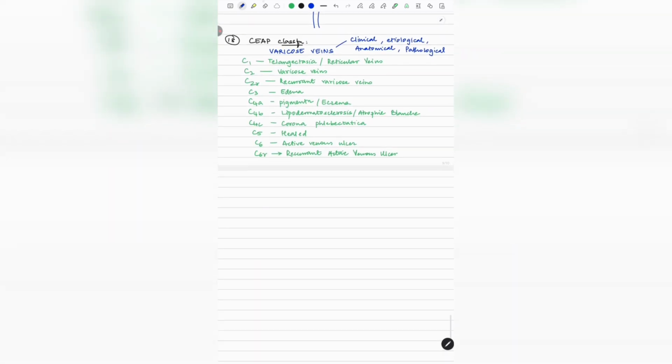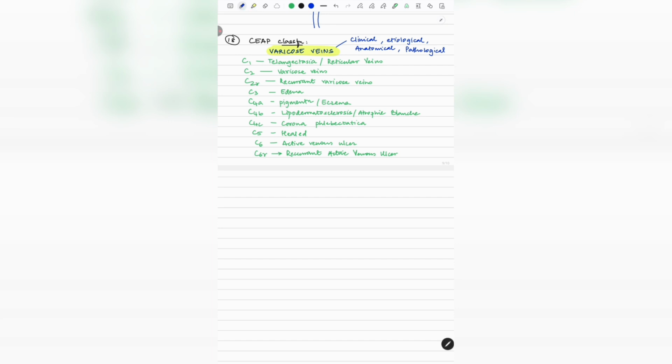CEAP classification, very important since your surgery times, which is used for the varicose vein. C is the clinical type, E is for etiological, A is for anatomical, P is for pathological. But here you're going to concentrate more on the C, because most of the times in the PYQs you're going to remember that the CEAP classification is most commonly restricted to the C type, that is the clinically oriented types of the varicose veins.